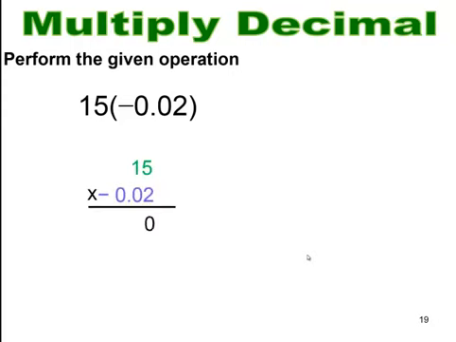Pause and try. So in this case, you have to be careful because we're dealing with decimals and we're also dealing with the negative sign. So I'm going to do the multiplication here. I see it's 2 decimal places, and then I end up with a negative 0.30. Or you could just have a negative 0.3. The 0 doesn't really matter in this case.